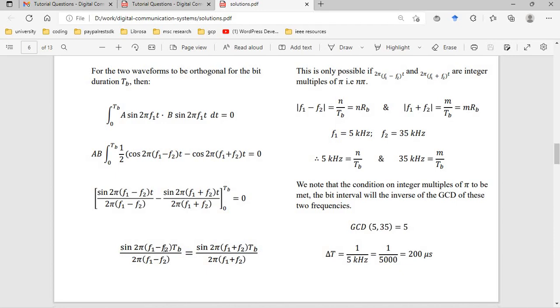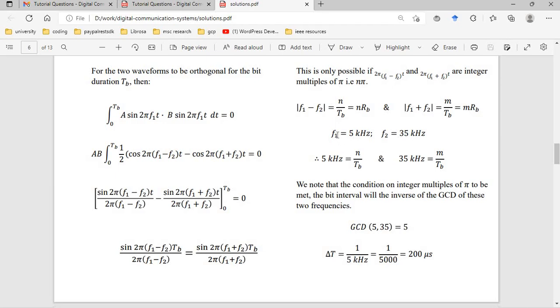So then that would mean that f1 minus f2 should be equal to n over tb. Basically, you perform that substitution, equate this to n pi, and you can end up with this n over tb, which is also equal to n times rb, because tb is the inverse of the bit rate. That is also the same case over here. f1 plus f2 should be equal to m over tb equals m times rb.